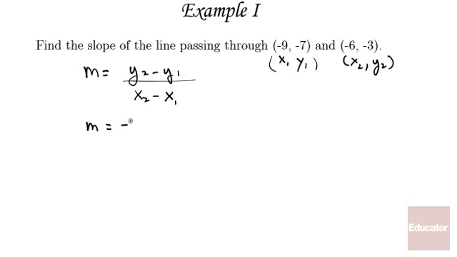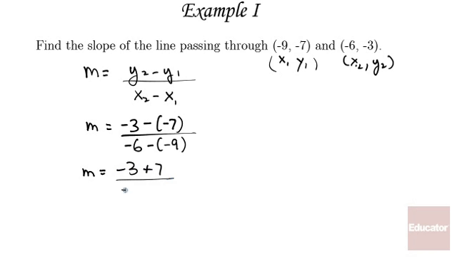Okay, y2 is -3, and y1 is -7, so -3 minus -7, over x2, which is -6, minus x1, which is -9. Simplifying this, it is -3, and a negative and a negative gives me a positive.